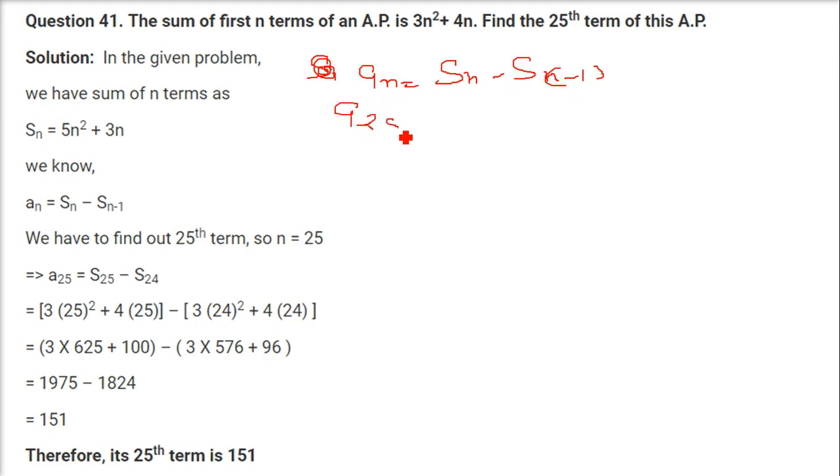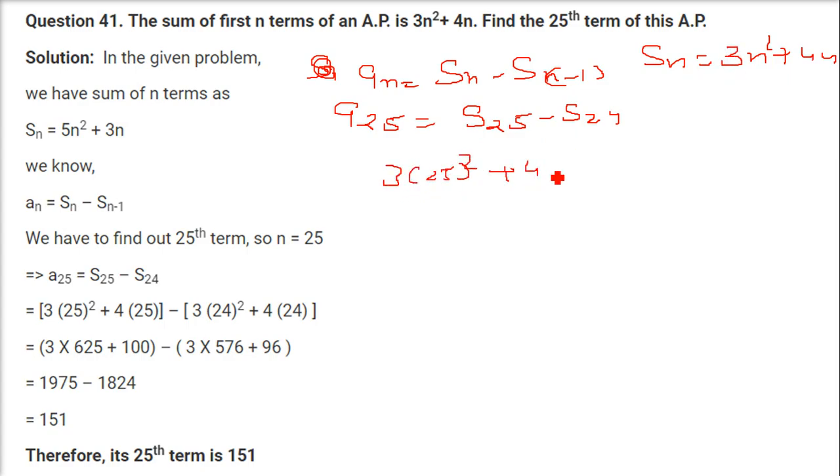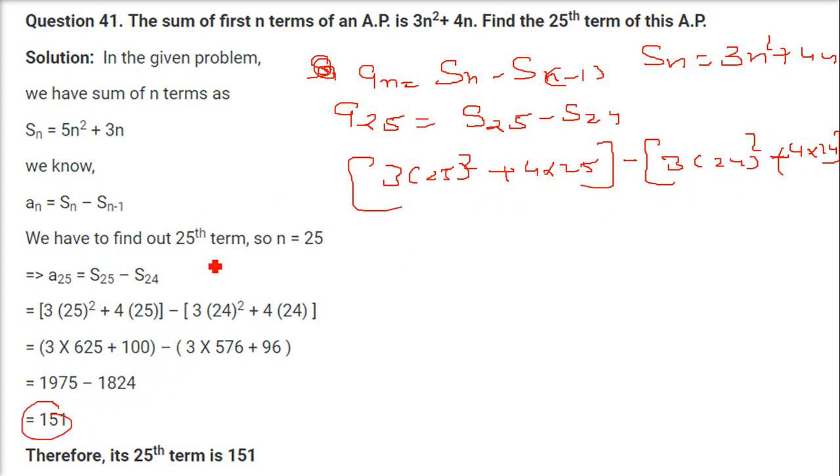So A25 will be equal to the sum of 25 terms minus the sum of 24 terms, right? Sn is given as 3n square plus 4n. So we can write S25 as 3 into 25 whole square plus 4 into 25, minus S24, which is 3 into 24 whole square plus 4 into 24. If you solve it, this is going to come as 151. So A25 would be equal to 151.